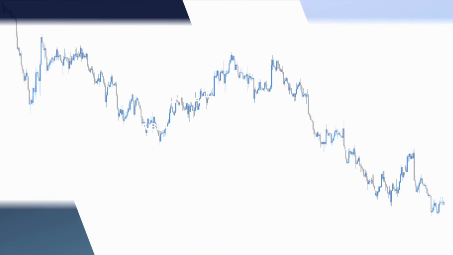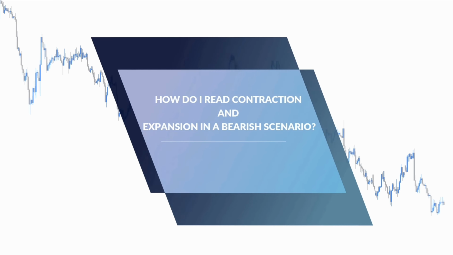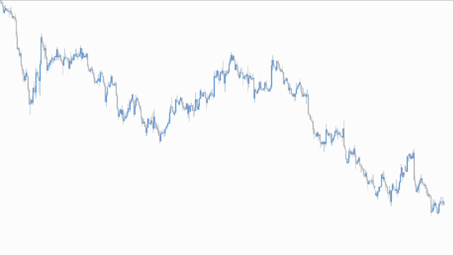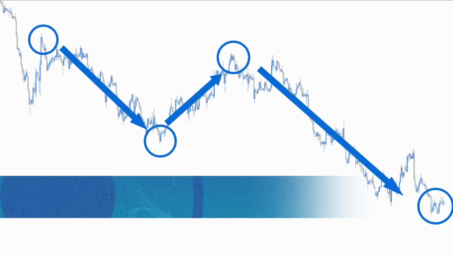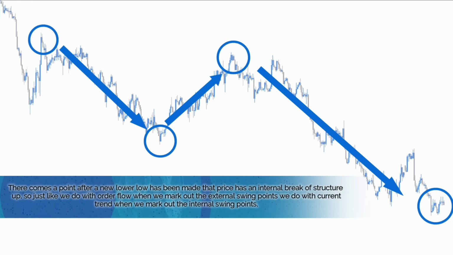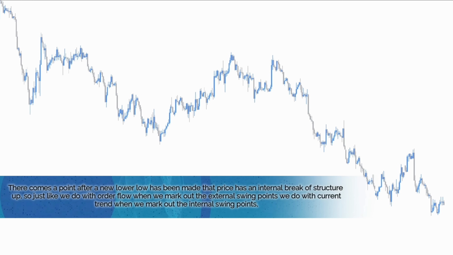How do I read contraction and expansion in a bearish order flow scenario? So let's take order flow as bearish. The external swing points are making lower highs and lower lows, as you can see here. There comes a point after a new lower low has been made that price has an internal break of structure up.